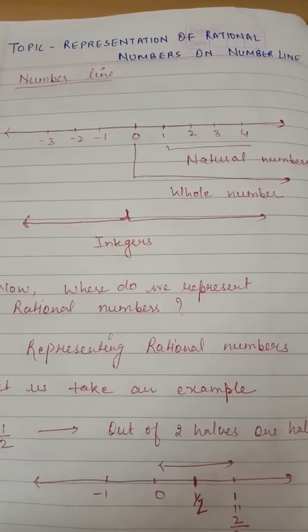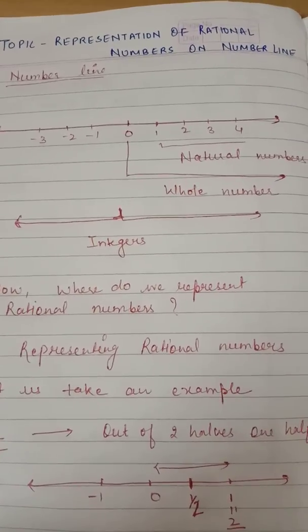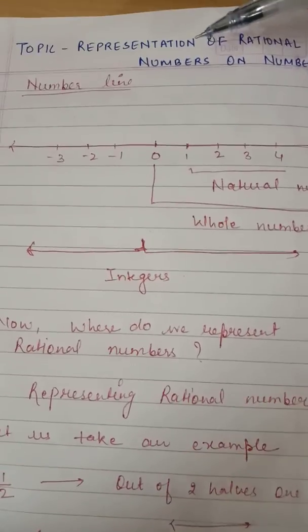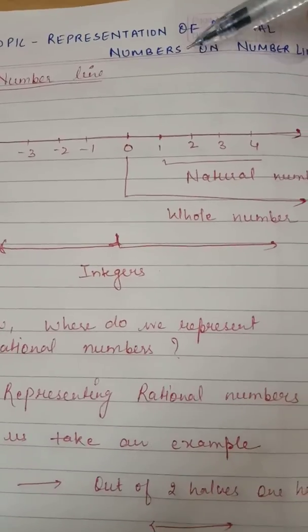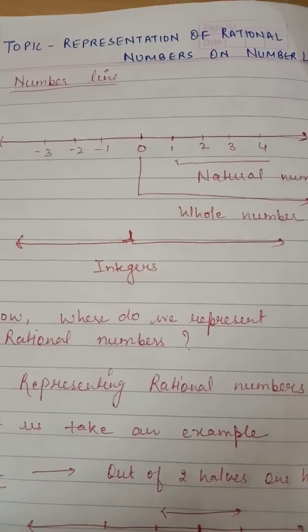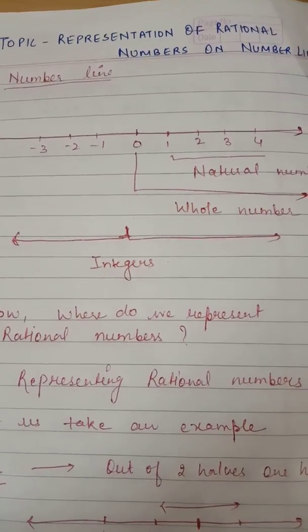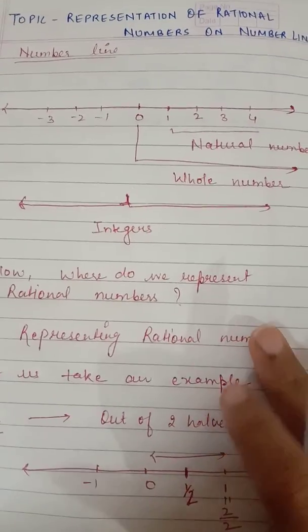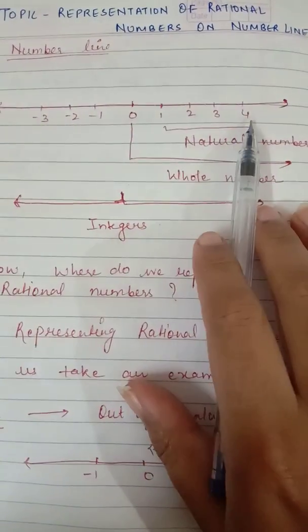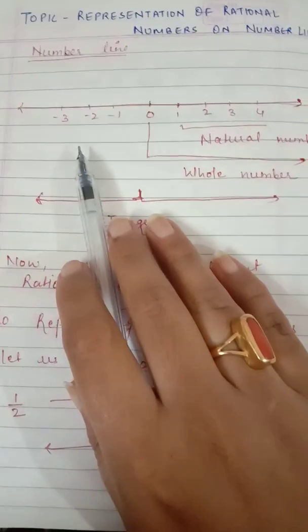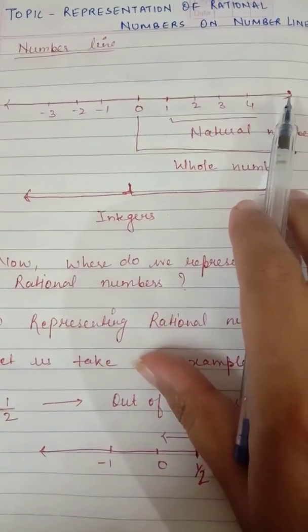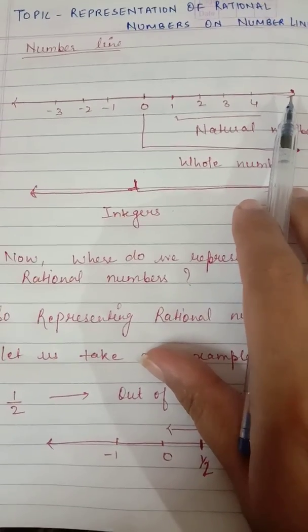Students, so today from the rational numbers, we will study the topic representation of rational numbers on the number line. You already read about the number line. So how do we represent our number line? On a straight line, okay, with two arrows at its end, which shows you that this number line does not end here.